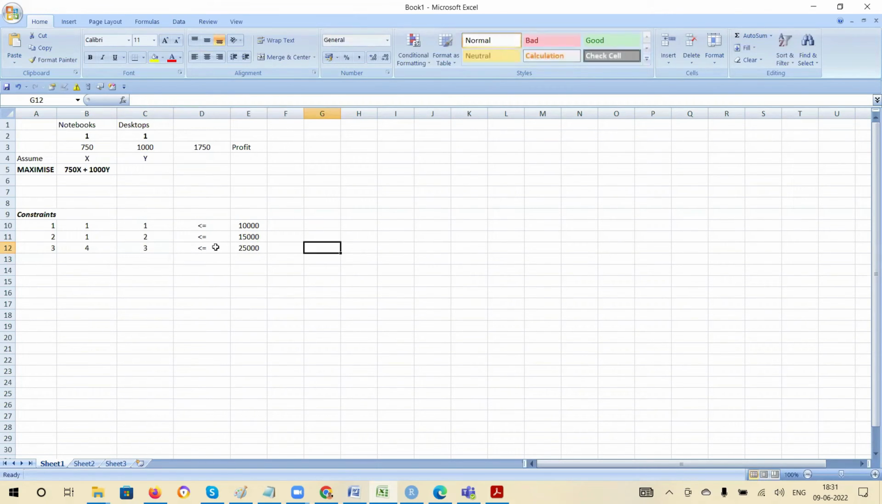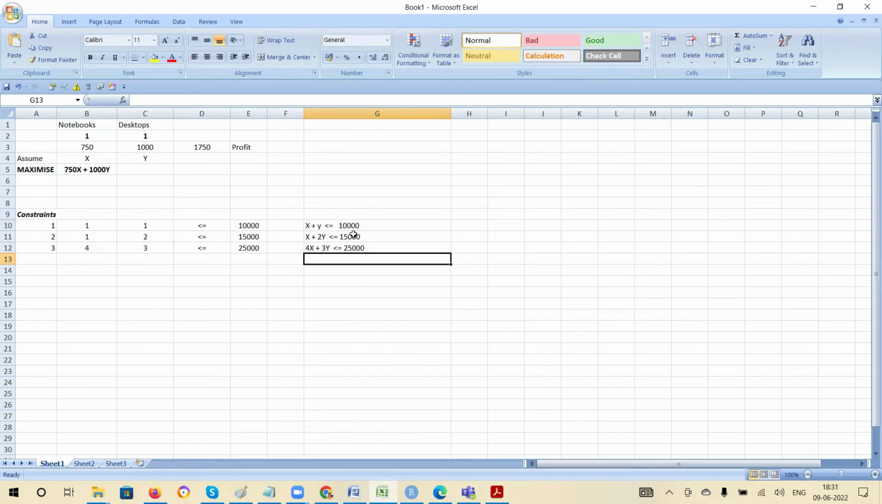So in terms of algebra, our equations will be x plus y is less than or equal to 10,000, x plus 2y is less than or equal to 15,000, and 4x plus 3y is less than or equal to 25,000.